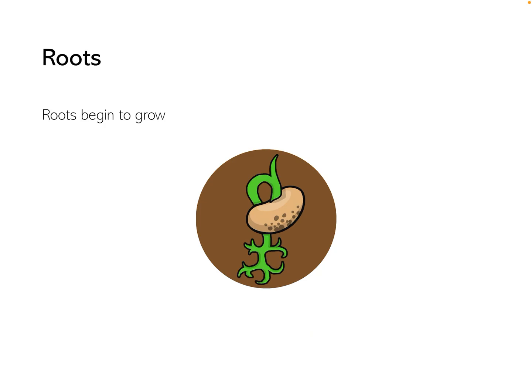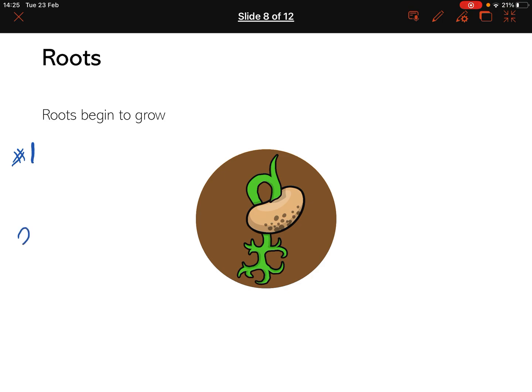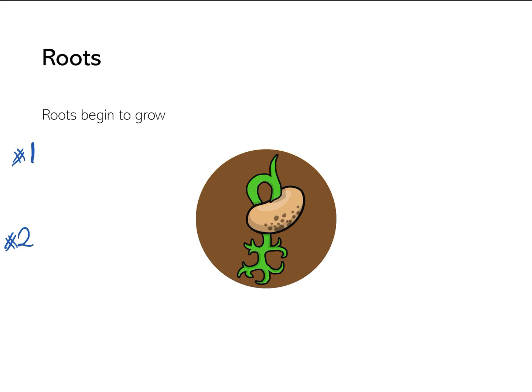Next stage, we've got the roots. This is where our roots begin to grow. The roots of plants serve different purposes. There are two main ones that I can think of. Can you think of the two main reasons why they would need roots? So pause the video, write some down.